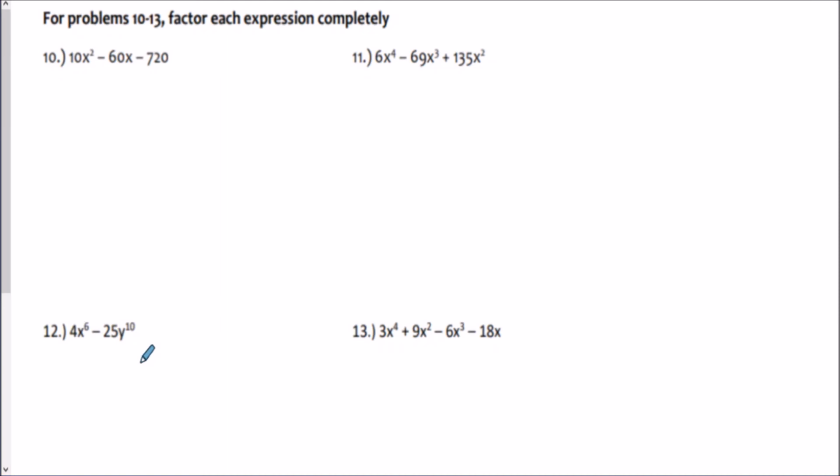Whether it's AC factoring, difference of two squares, the grouping method, whichever one of those is appropriate for the number of terms in this problem, that's the one you're going to use, okay? So let's start off with number 1.